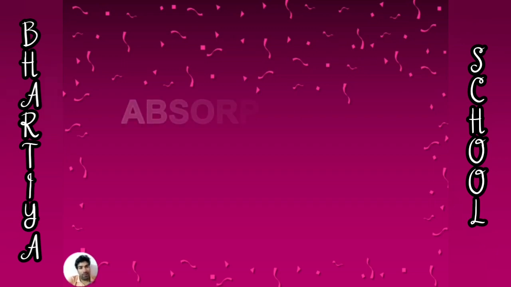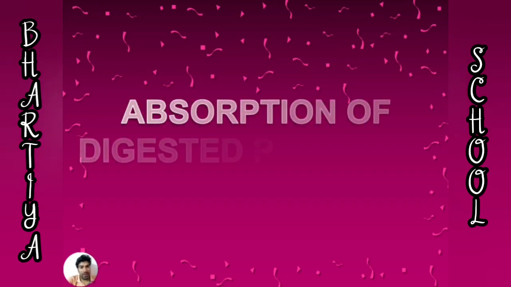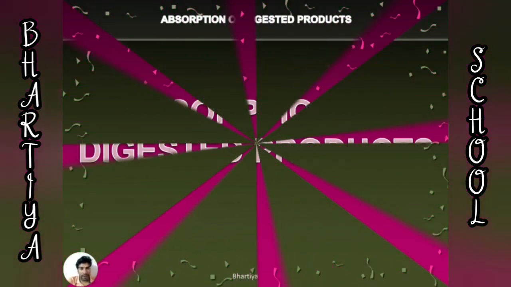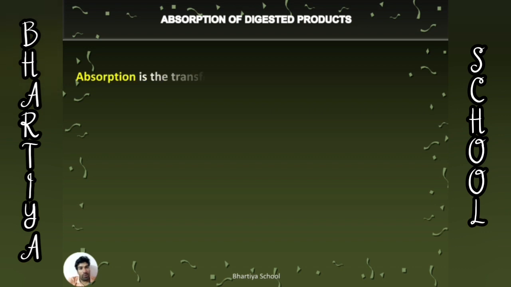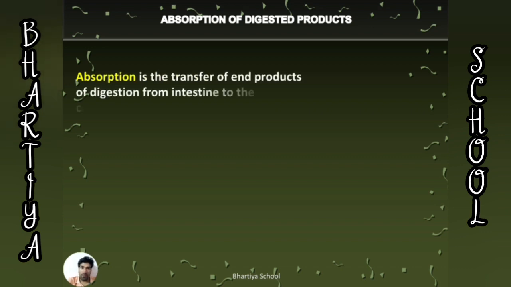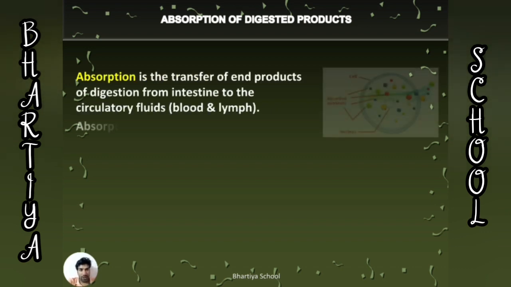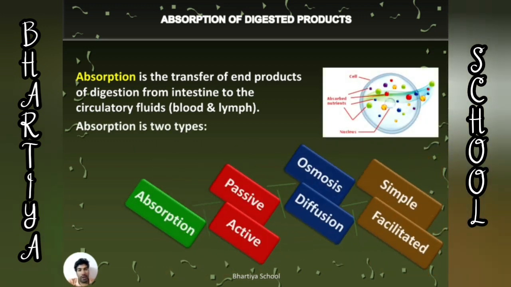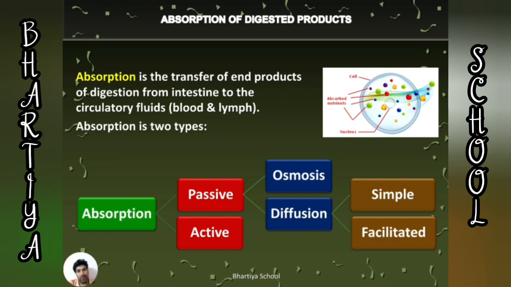In this section, we will discuss the absorption of digested products. First of all, we should know what absorption is. Absorption is the process of transfer of end products of digestion from the intestine to the circulatory fluid. Absorption is of two types: active and passive absorption. Passive absorption occurs mainly through osmosis and diffusion, and diffusion is of two types: simple diffusion and facilitated diffusion.